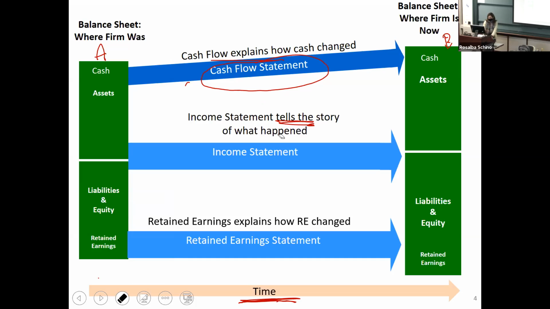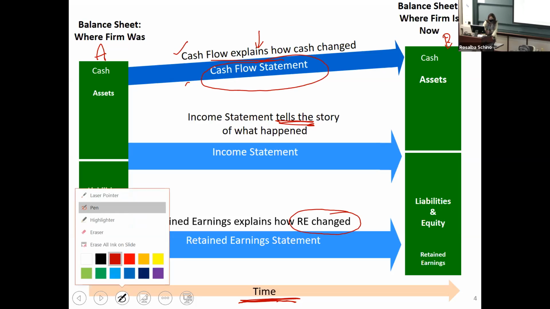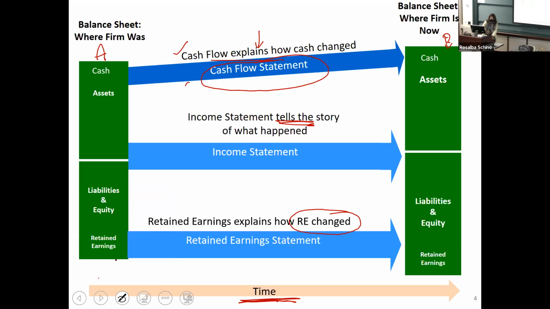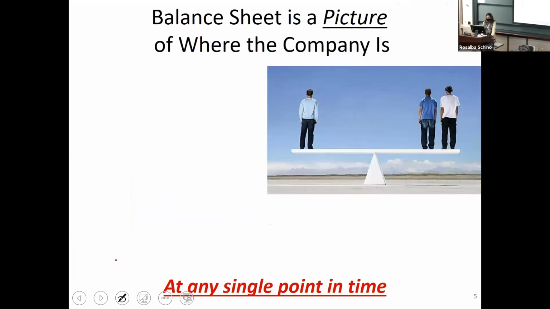Lastly, if I want to know how much of my equity is being generated by my own resources, like by my own profit, that will be in the changes of retained earnings. So keep that in mind. So these three elements, cash flow, income statement, and retained earnings, tell me over a period of time how things have changed to bring the balance sheet from point A to point B. So the balance sheet gives me the information at a single point in time.